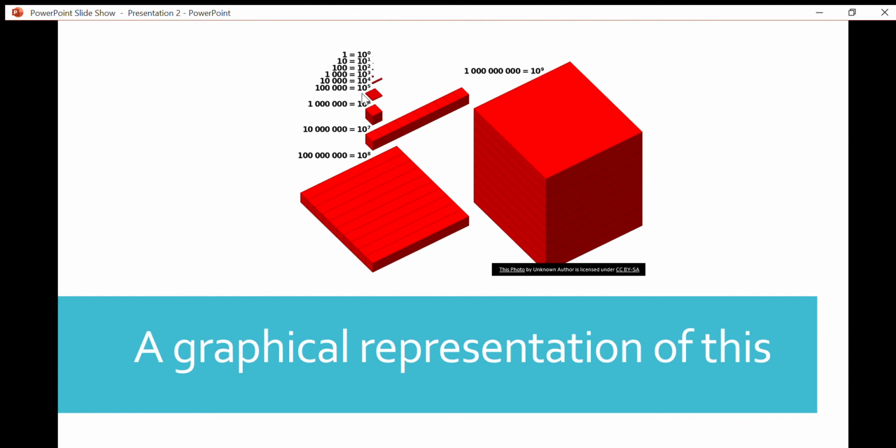1 million is 10 to the power of 6. 10 million is 10 to the power of 7. 100 million is 10 to the power of 8. And 1 billion is 10 to the 9th power. So this is a graphical representation of 10 to the 0th power until 10 to the 9th power.